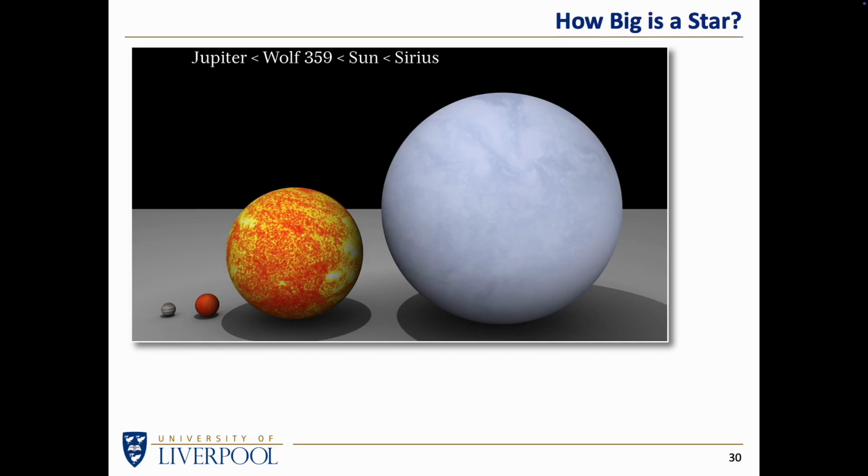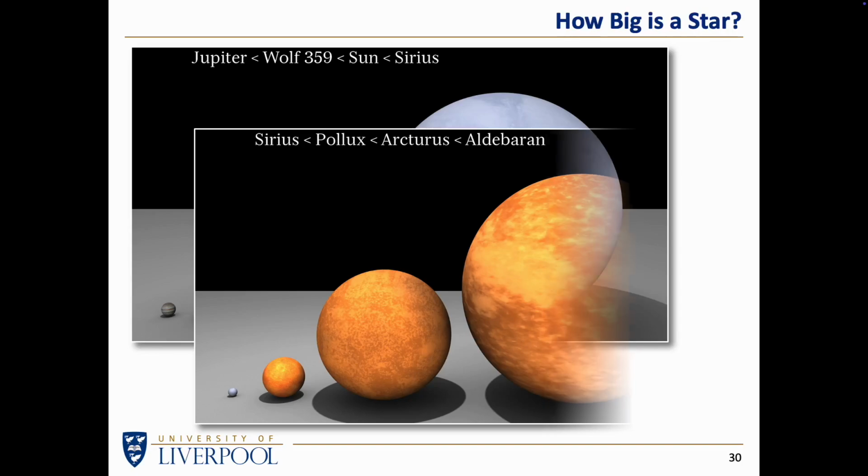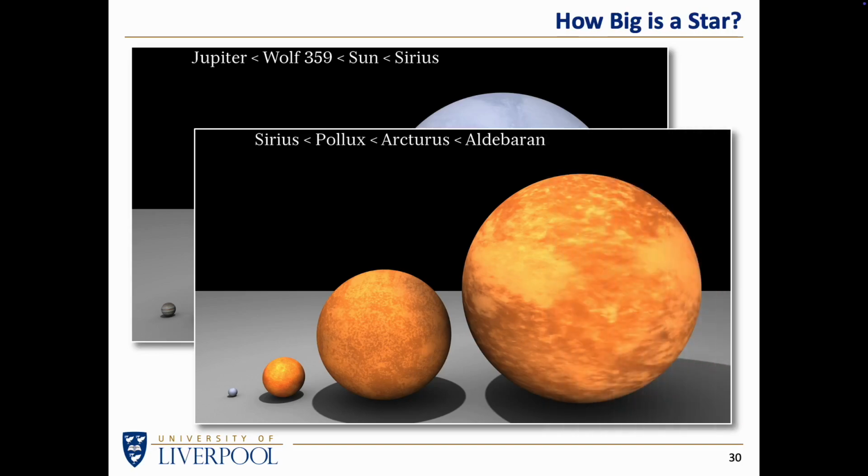Let's do the same thing. Let's take Sirius and put it on the left-hand side of the next panel. So there's Sirius. Remember, the Sun is smaller than Sirius. And as we go up, we see Pollux, Arcturus, Aldebaran. Now we're talking about really big stars. Remember, these don't necessarily have a mass which is hugely greater than the Sun, but their diameter is getting somewhat ridiculous. Aldebaran is huge compared to Sirius, and Sirius is larger than the Sun.